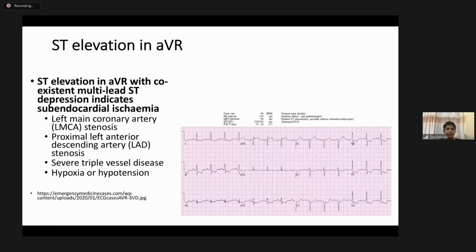ST elevation in aVR, if it is associated with ST depressions in multiple leads, indicates subendocardial ischemia. You can see here, ST segment in aVR lead is elevated, and there are ST depressions in almost all chest leads and in inferior leads. It can indicate left main coronary artery stenosis or critical proximal LAD artery stenosis, but this pattern can also occur with severe triple vessel disease or severe subendocardial ischemia due to hypoxia or hypotension.